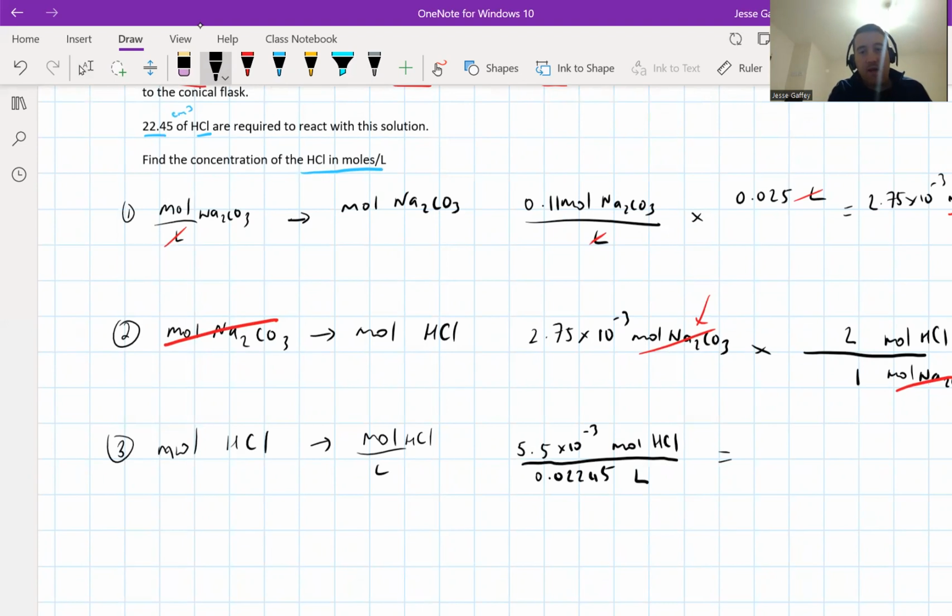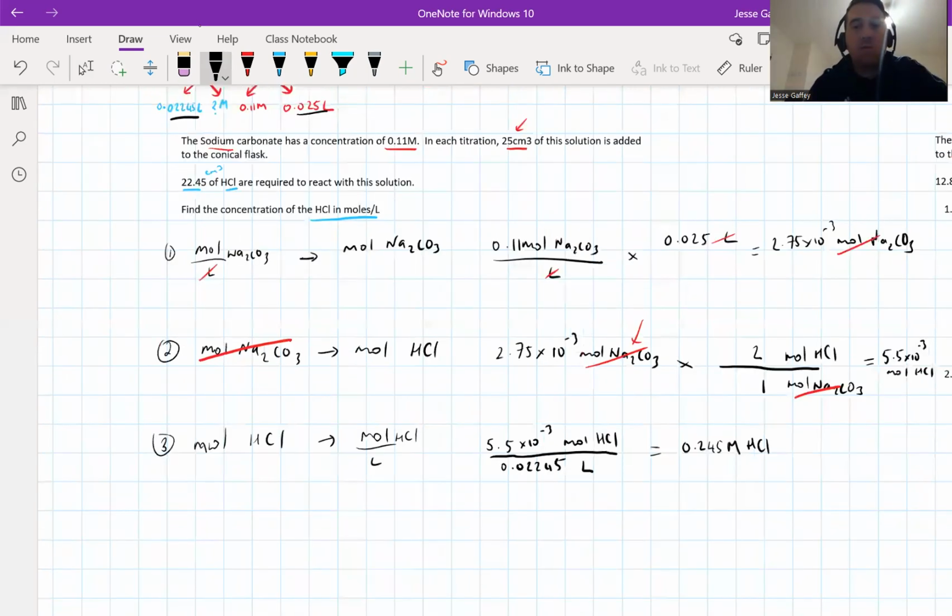Now, if we had that many moles in a very small amount of liters, then my molarity, how many I would have in 1 liter, should be a lot more than this. So my answer should be a lot more than 5.5 by 10 to the minus 3. And it is. It's 0.2245 moles per liter of HCl. Okay, so that is how you do a typical titration calculation up to moles per liter.